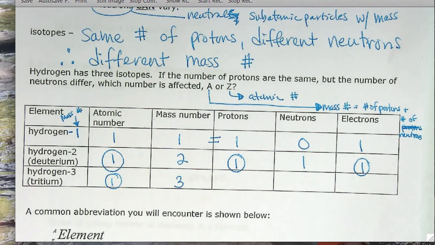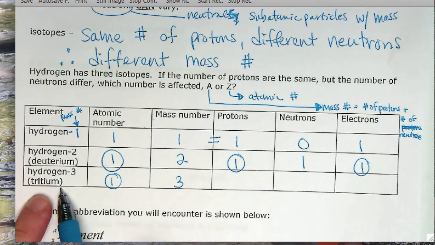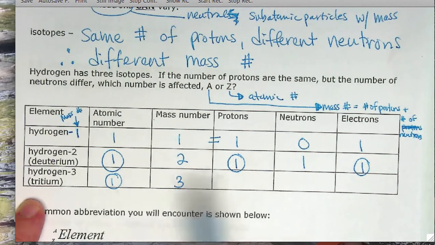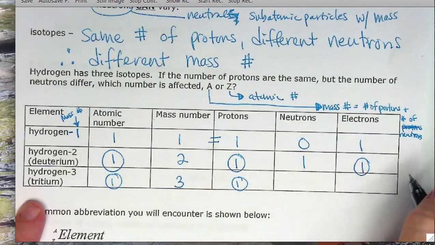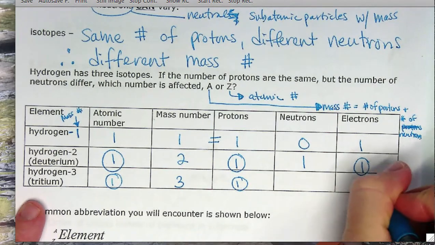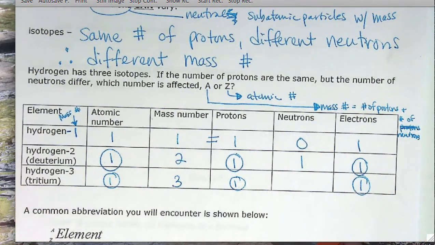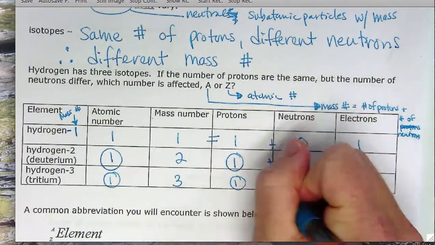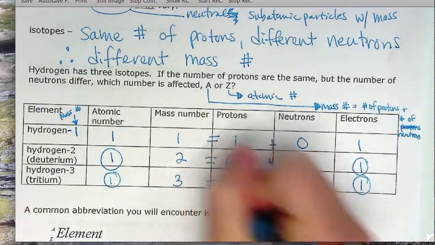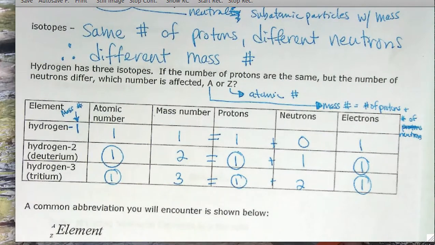Good. All right, so the number of protons in tritium, hydrogen 3, would be what? 1. The number of electrons would be? 1. What would the number of neutrons be? 2. So these numbers plus each other equal 3. Good. So one thing I want to point out is on your periodic table.